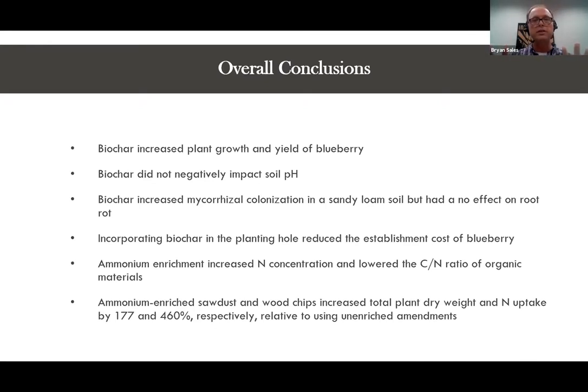Okay, so these overall conclusions: biochar increased plant growth and yield of blueberry. It did not negatively impact the soil pH. It increased mycorrhizal colonization in a sandy loam, but had no effect on root rot. Incorporating biochar in the planting hole reduced the establishment cost of blueberry. Ammonium enrichment increased nitrogen concentration of the plants and of the substrate, and lowered the C/N ratio of the organic materials. And ammonium-enriched sawdust and wood chips increased total plant dry weight and nitrogen uptake by 177 and 460% respectively, relative to using unenriched amendment. So that's pretty interesting.